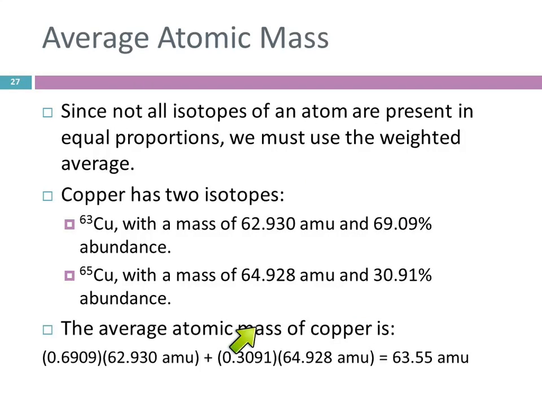This is the idea. You take the percent abundance, but express it as a decimal, not a percentage. So 69.09% becomes 0.6909. You divide by 100, right? And you multiply that times the mass of that isotope. And then you add the fraction of the other one times its mass. So I take 30.91, I make it 0.3091, and I multiply by this.